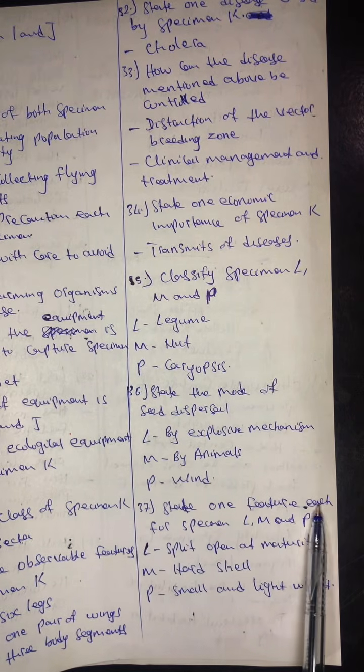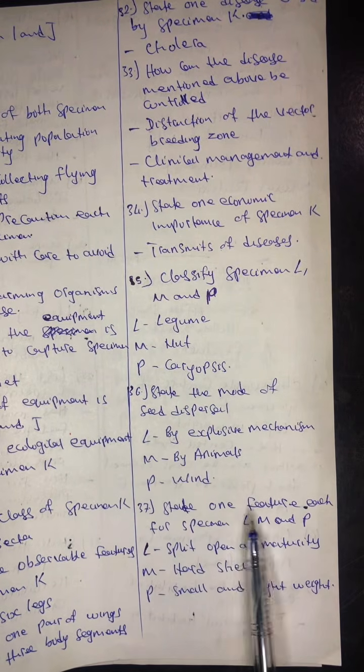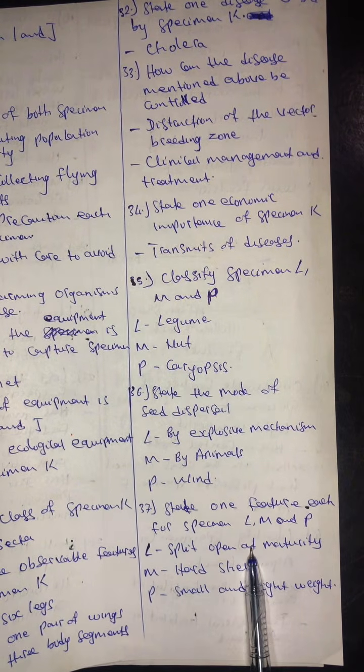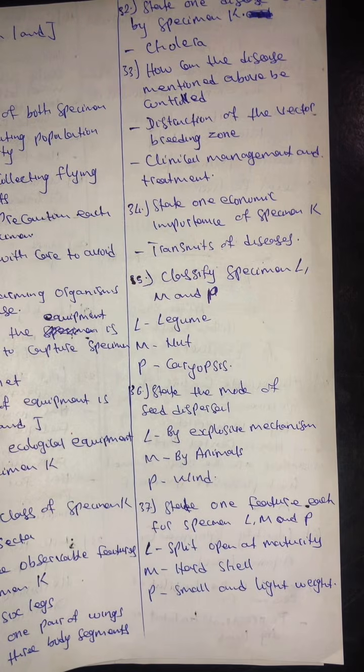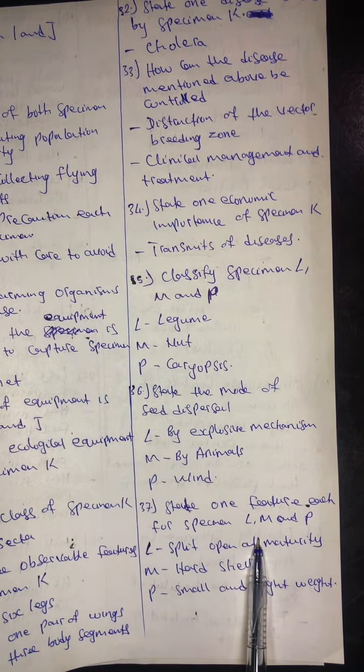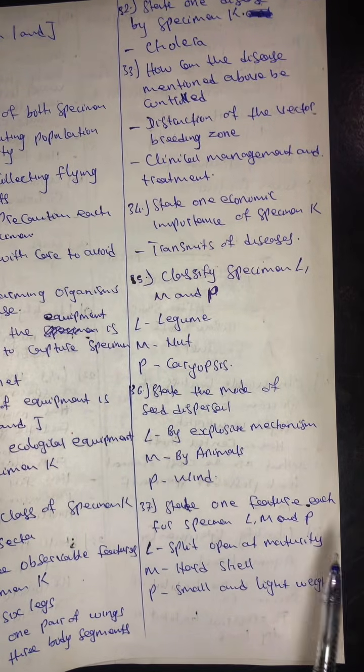Number 37. State one feature each for specimen L, M, and P. L split open its seed at maturity. They split open at maturity. That's what I mean. Split open at maturity, which means they are dehiscent fruit. You might not write it too, but it's an additional for you if you wish.